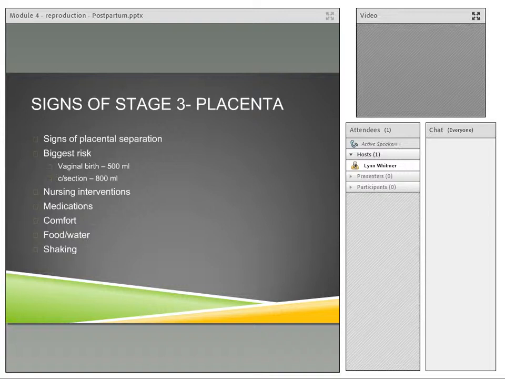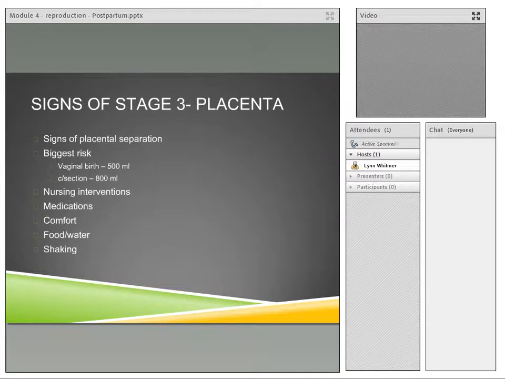In a C-section, we expect about 800 milliliters, a little bit less. Sometimes the bleeding's a little more controlled. We count what's in the canisters of the suction machines, but we also look at the laps or the pads that are used to wipe out the abdomen and the gut during the procedure and measure those as well.